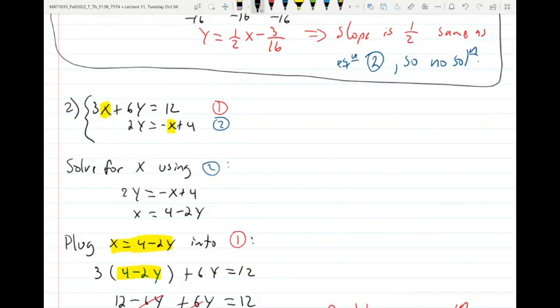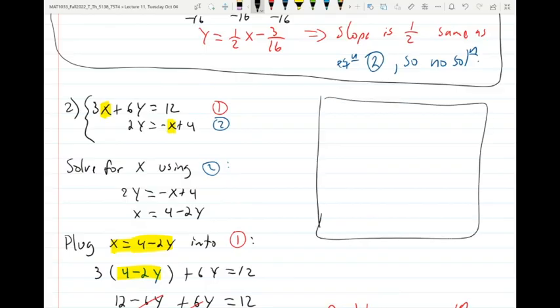Let me show you that the two equations are the same. So equation number 1 is 3x plus 6y equals 12. Even though they don't look the same, you will see that they are the same. Let's solve for y. So what do we get? We get negative 3x plus 12, then dividing by 6. What do we have? We have that y equals negative 1/2 x plus 2.